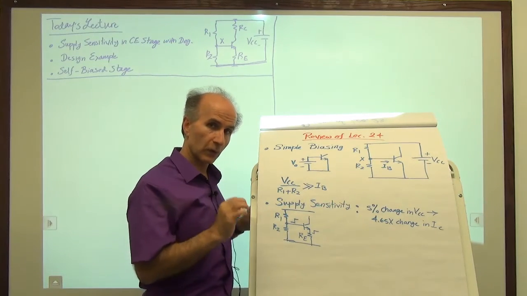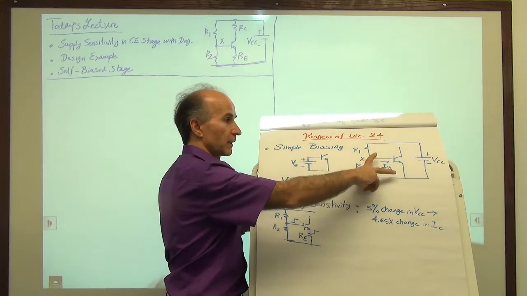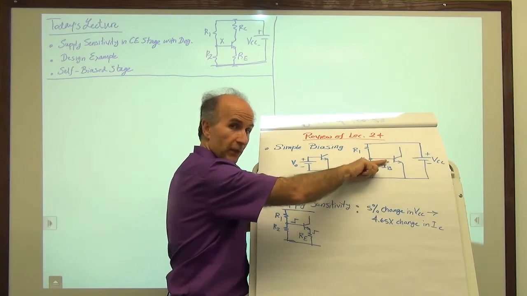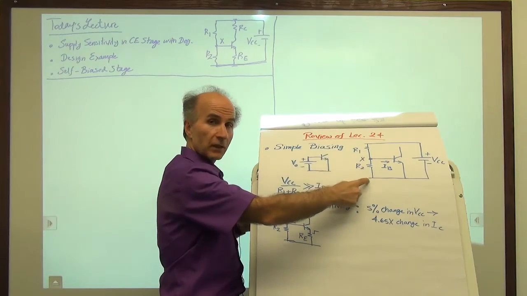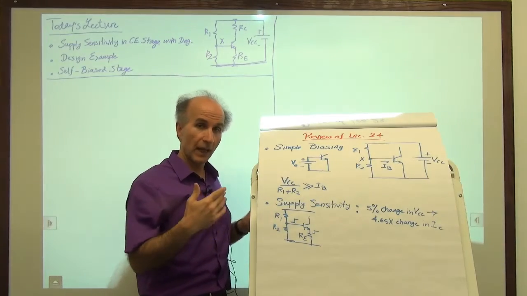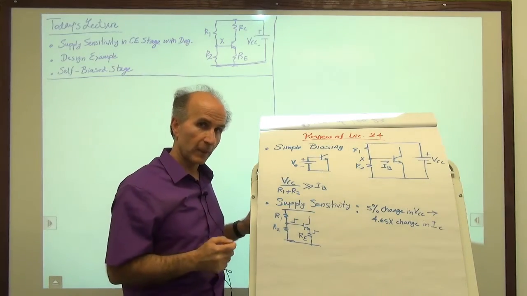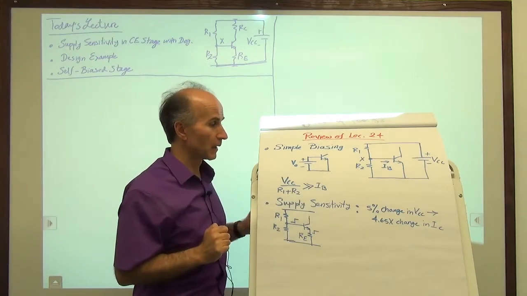If you recall also, we said that to minimize the sensitivity of this voltage to the base current, meaning to the beta, we prefer to use a large current here, about 10 times the base current, so that the sensitivity, at least to beta, is minimized. But the sensitivity to VCC is still there.